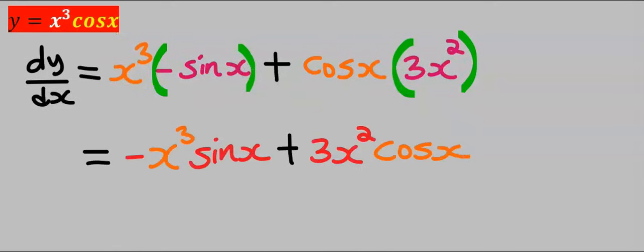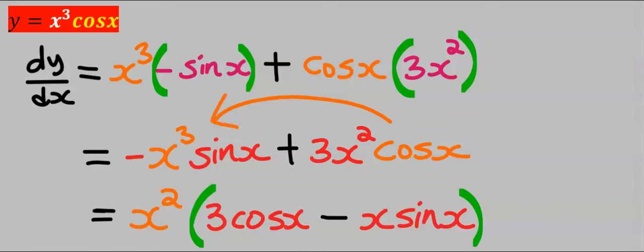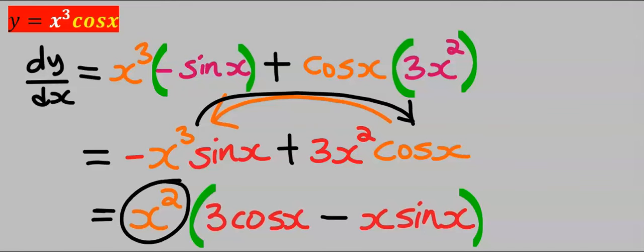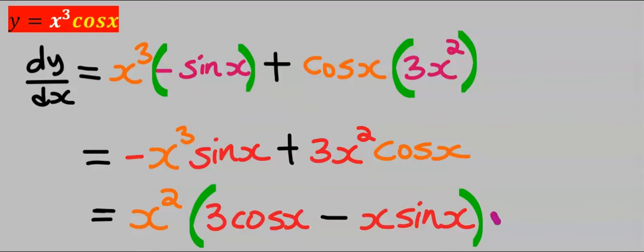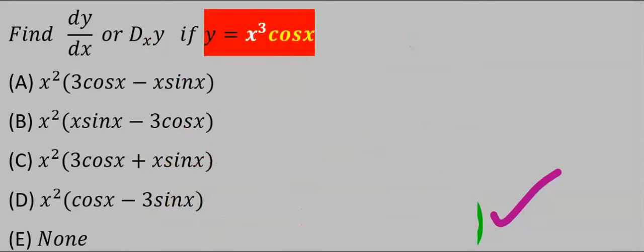Next, we're going to open up the bracket, and we're going to factorize x to the power of 2 out. Rearranging this and factorizing x squared out of the function, this is our dy dx. From the options, our answer is A.